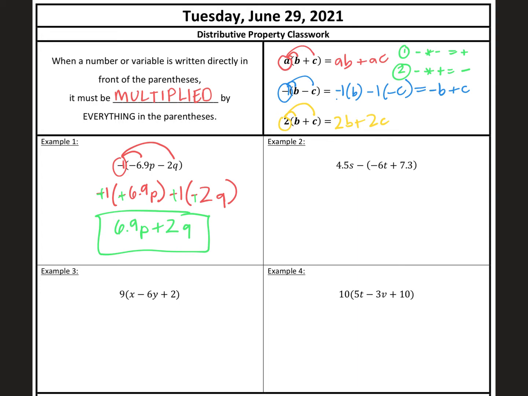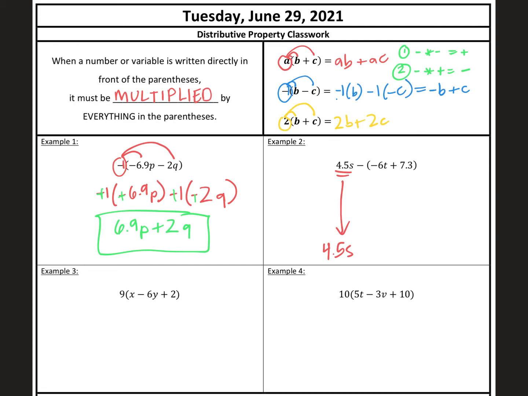Now for number 2, we have 4.5s minus, and then in parentheses, -6t plus 7.3. Notice there's nothing in front of that 4.5s, so that's going to stay. That's still going to be a part of our final answer, and we're just going to simplify the rest of it. So we just brought that all the way down. It's going to be in our final answer.